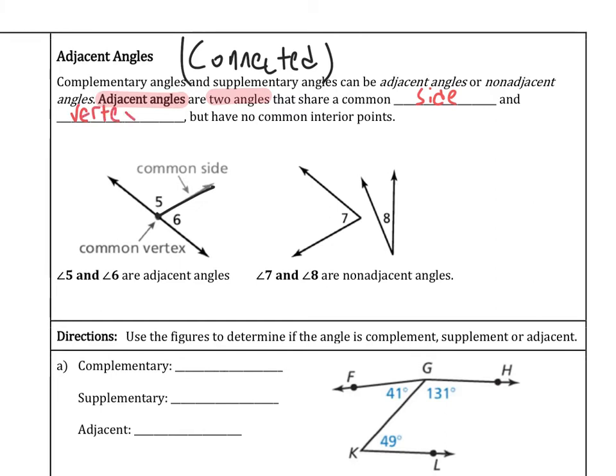Remember, the vertex is where the angle is connected there. Okay? But they have no common interior points. In other words, they don't overlap. So angle 5 and 6 here are adjacent. They're connected at a vertex, and they share a side. These two are not connected, so these are non-adjacent. Also, this angle here, let's call that 9, and this angle here, 10, those are not adjacent or non-adjacent.